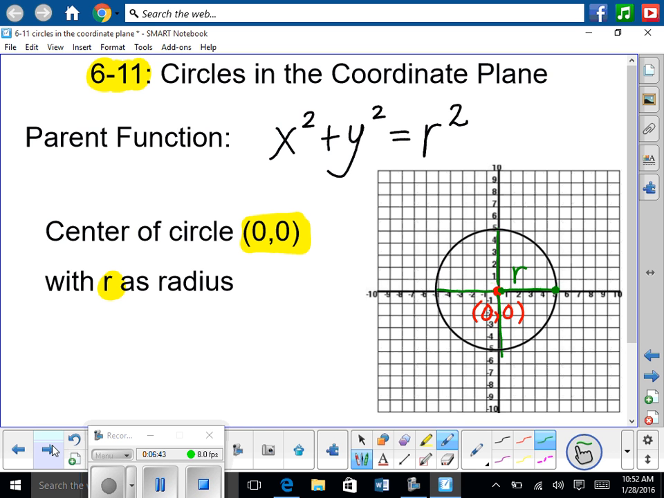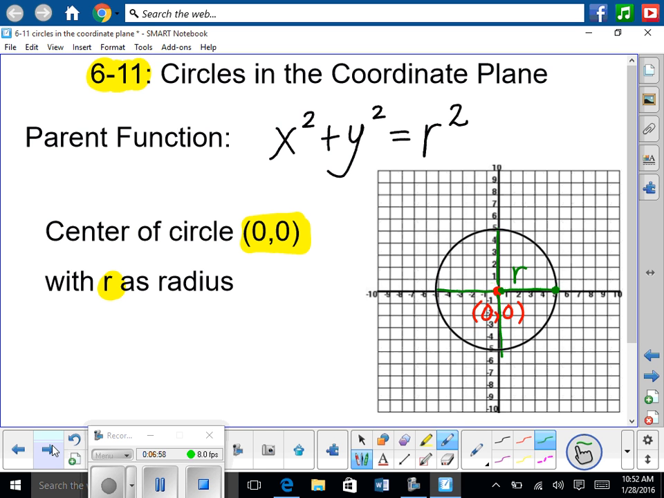All right, so let's do today's lesson. So today in 6-11, we're going to be dealing with circles in the coordinate plane. So a couple things to understand. The parent function is x squared plus y squared is equal to the radius squared. So this is the equation of a circle.